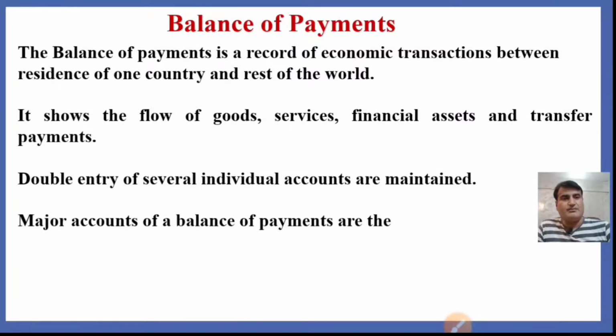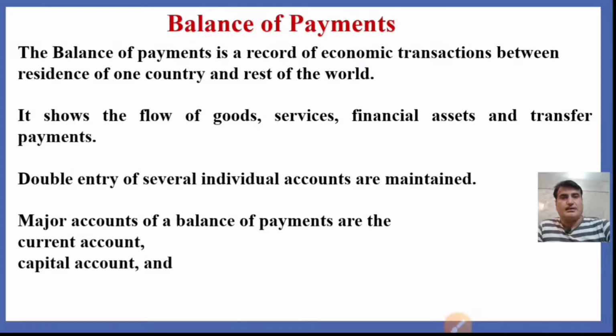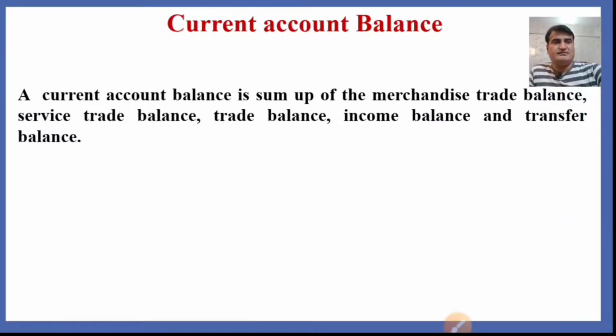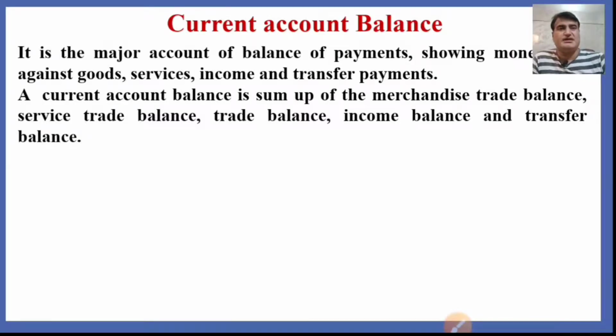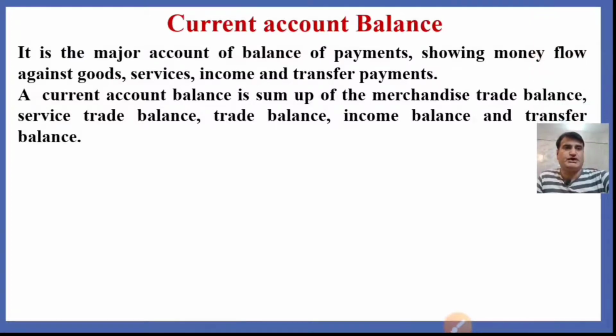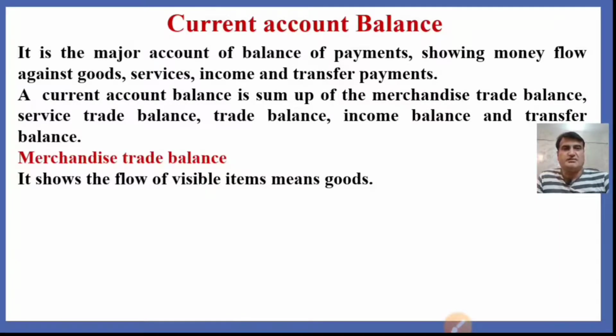Major accounts of balance of payment are the current account, capital account and financial account. A current account balance is the sum of the merchandise trade balance, service trade balance, trade balance, income balance and transfer balance. It is the major account of balance of payment showing money flow against goods, services, income and transfer payments. What is merchandise trade balance?